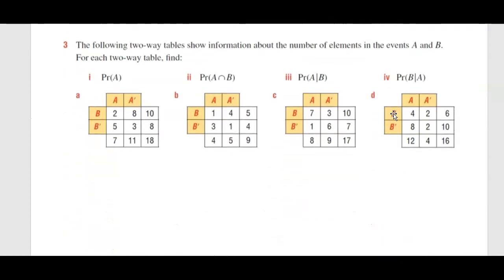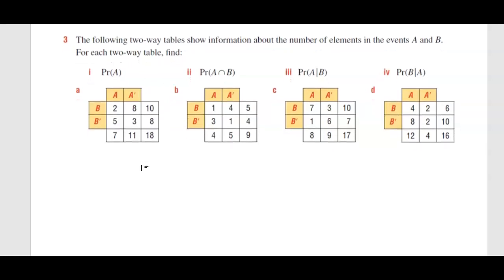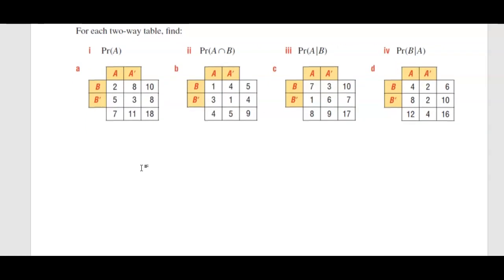All right, let's have a look at question 3. The following two-way tables show information about the number of elements in the events A and B for each two-way table. So we're kind of doing the same thing, but this time you're doing it from a two-way table. They're pretty much the same thing. I'm just going to do A because it's the first one there.